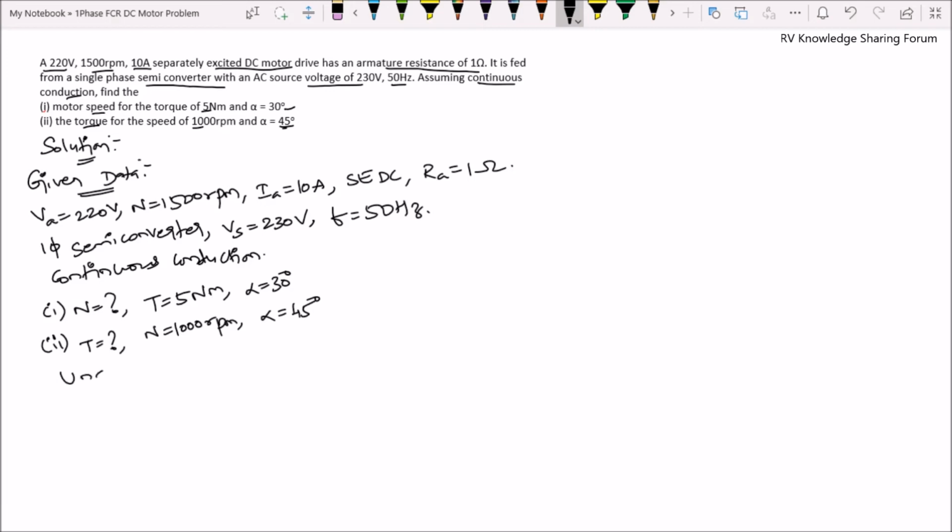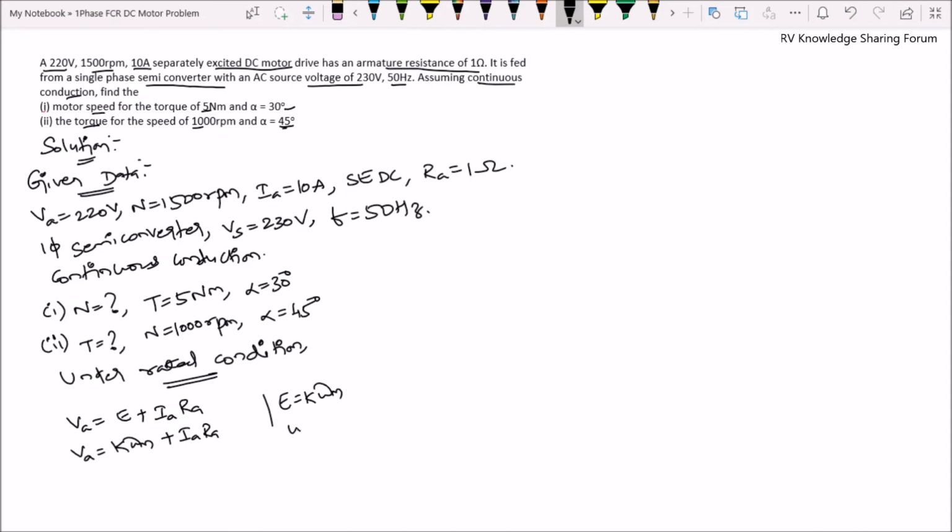As we did in our previous problem, under rated condition, let us find the value of the motor constant K. So VA is equal to E plus IA RA, where E can be written as K into omega m, and omega m is nothing but 2 pi n by 60. Therefore VA is equal to K into 2 pi n by 60 plus IA RA.